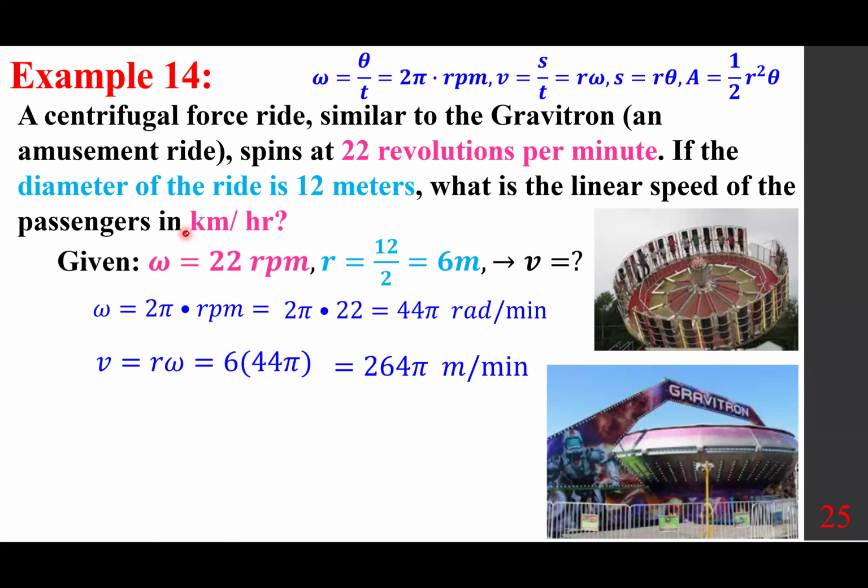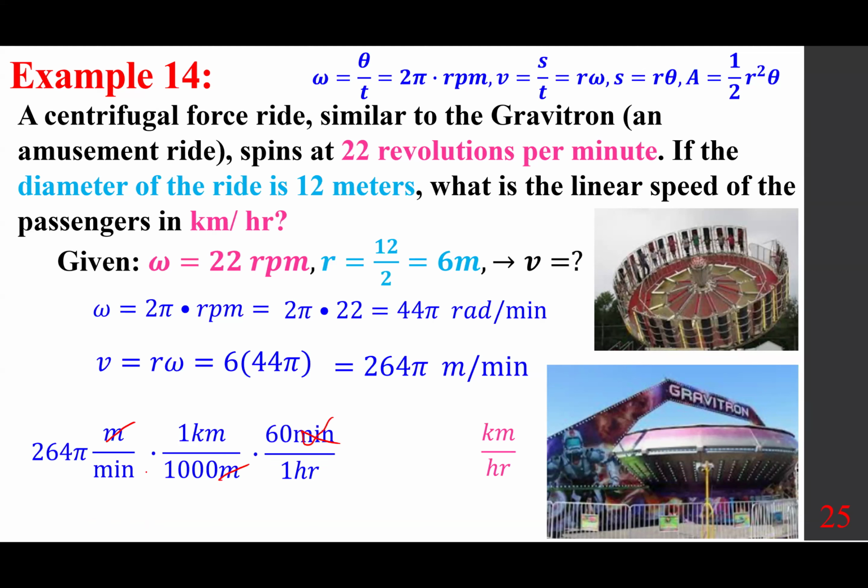Okay, everybody, but understand, for all practical purposes, we are done. So we have 264 pi meters per minute, and we want it in kilometers per hour. All right, so what do we know? We know 1 kilometer is 1,000 meters. Because the meters is up here, we put 1 kilometer up, 1,000 meters down. We know 1 hour is 60 minutes. We want to get rid of the minutes, so we put the minutes up, hours down. So right here, we're going to get rid of the meters, and then right here, we are going to get rid of the minutes.